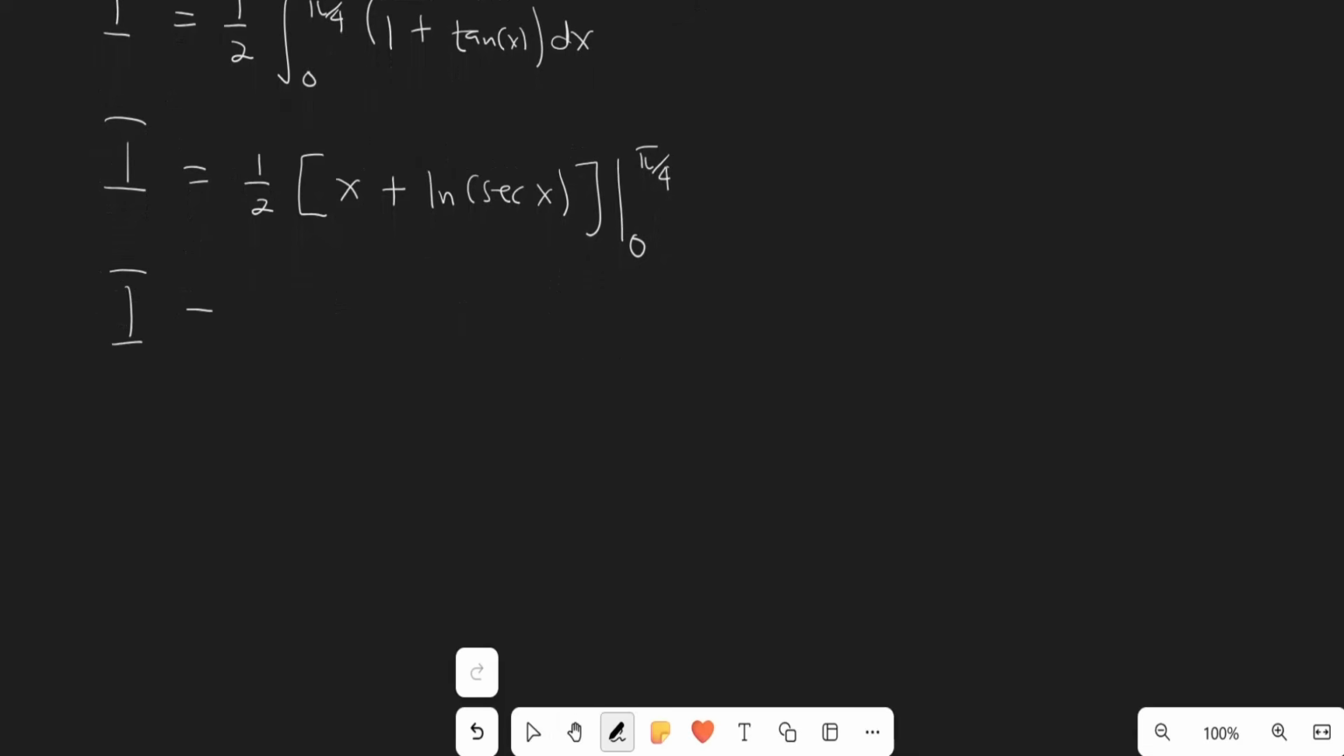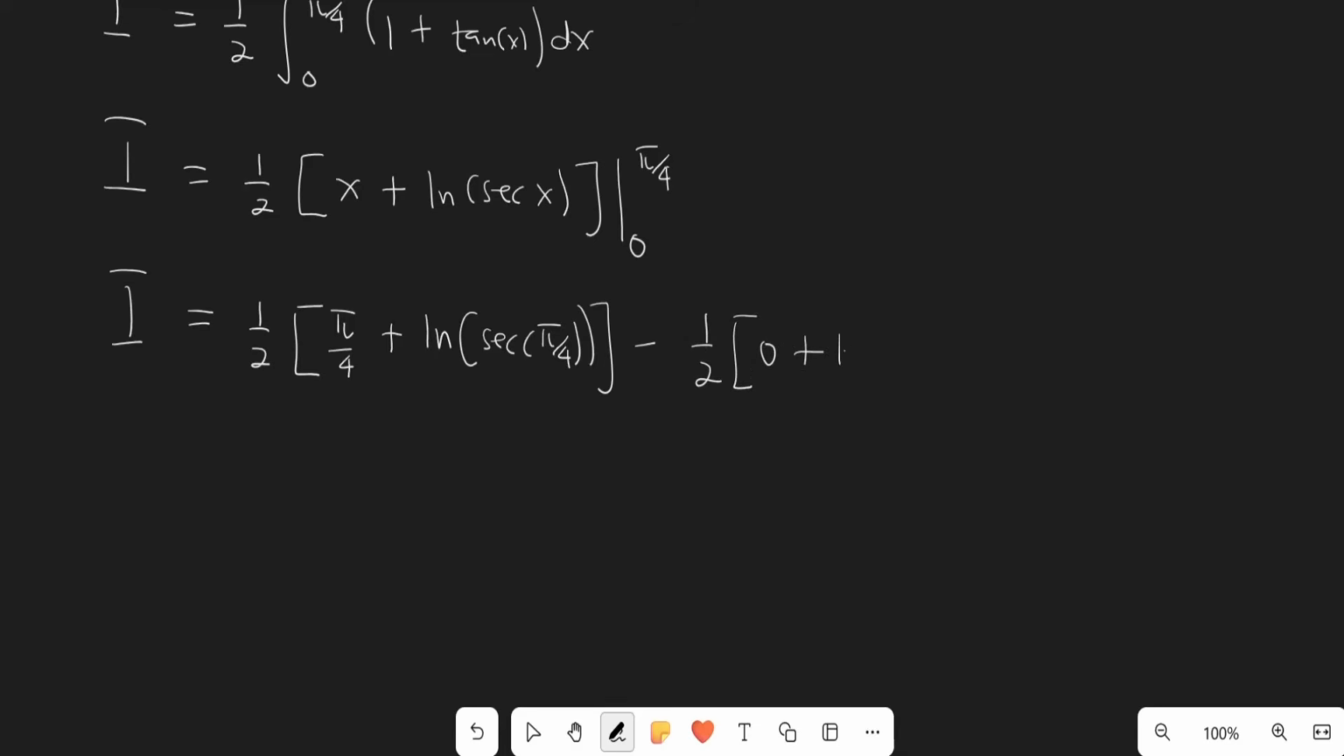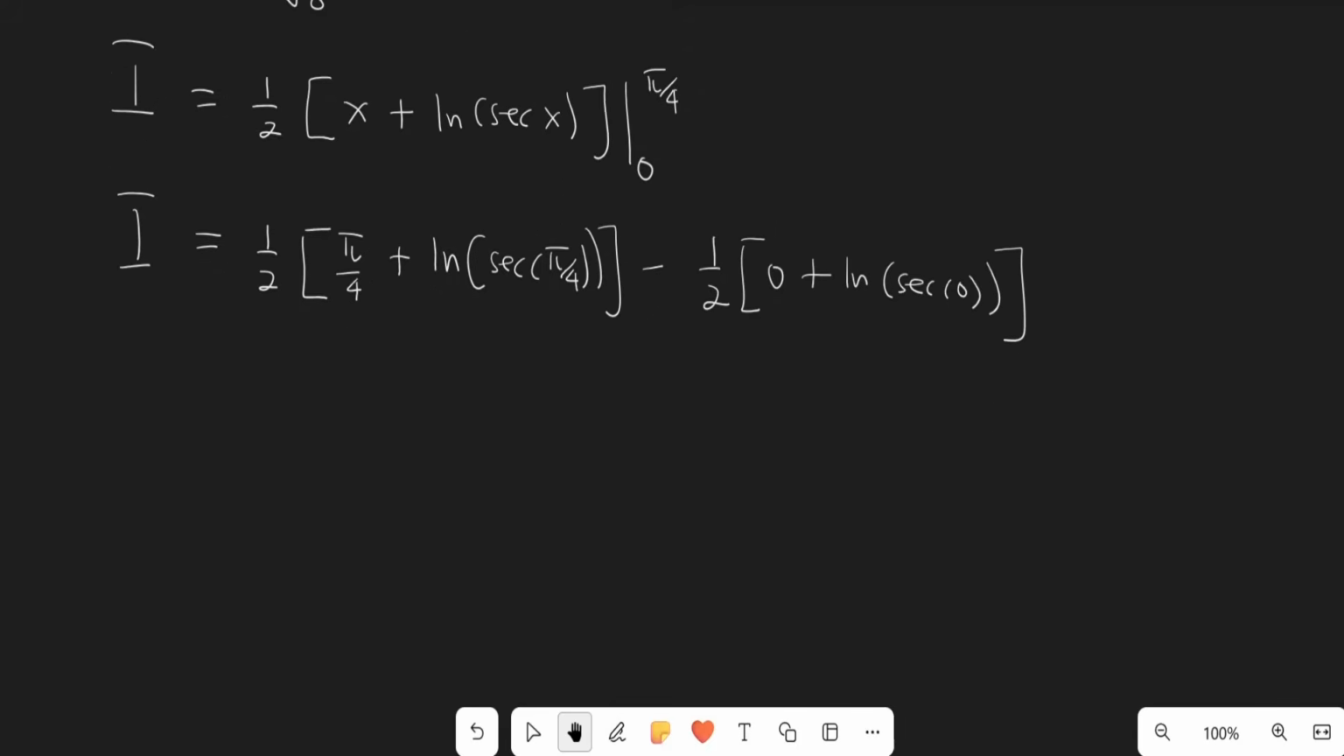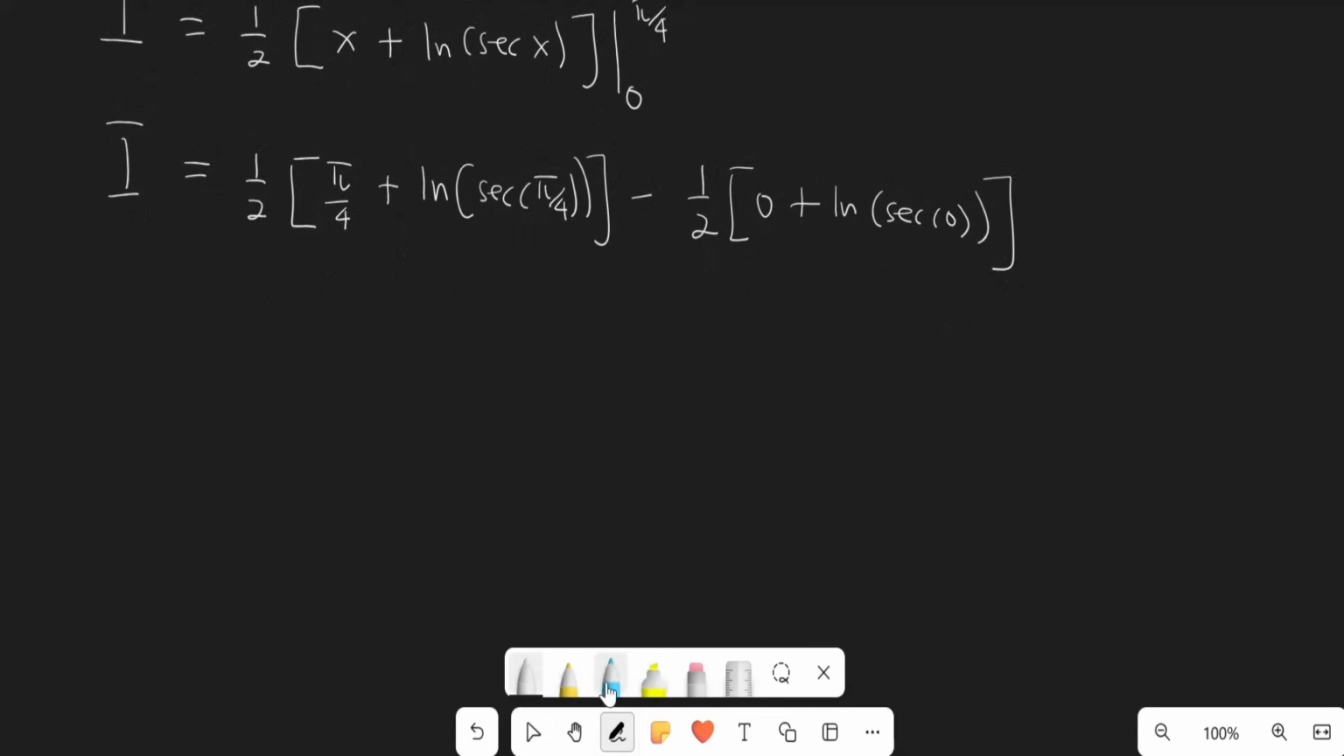Alright, so now let's plug in the limits and see whether we get the answer in the first method compared to the first method. So this is going to be pi over 4, right, plus the ln of the secant of pi over 4, like this, minus, when you plug in 0, what are you going to get? You have 1/2. This is 0 plus the ln of the secant of 0, like this. Cool. You know secant is 1 over cosine, right?